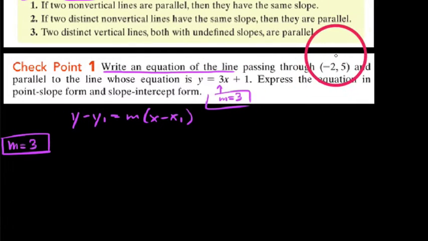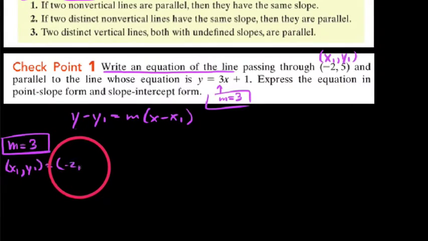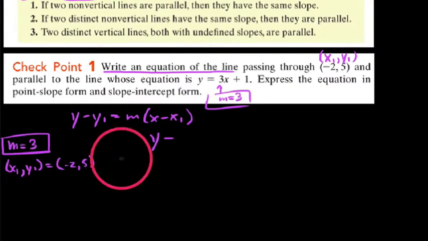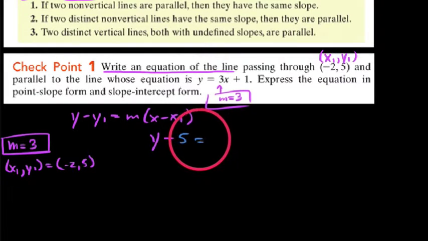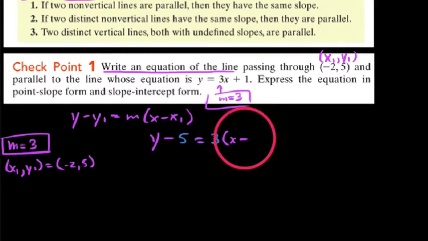Also, I want it to go through this point, negative 2 comma positive 5, which will be our x1 and y1 for this equation. So we'll say x1, y1, our fixed point here, is going to be the point negative 2 comma 5. So now we're just going to run some substitutions. We say y minus our y value here, 5, is equal to our slope value, which we want to be 3, times x minus x1, where our x1 here is a negative 2.